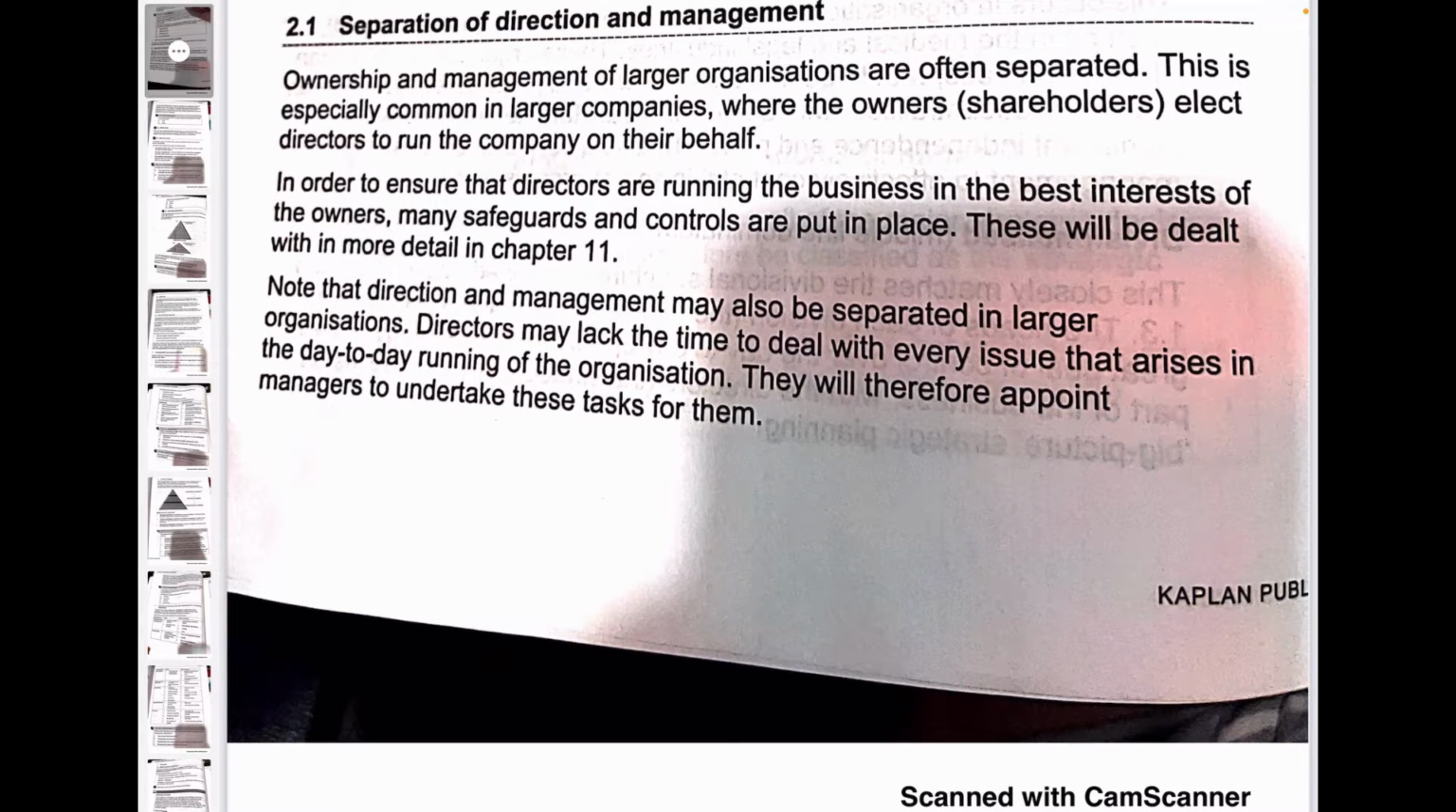Ownership and management of larger organizations are often separated. This is especially common in larger companies where the owners elect directors to run the company on their behalf. So, when the companies are small, for example, the entrepreneurship firm which we have seen earlier, the owner and the manager is the same person. They manage the same thing and they are also the shareholders. But when the organization grows, we have various shareholders who provide capital, so shareholders are the owners and they appoint directors, the people who look at the day-to-day operations. So they are different in larger companies, obviously, because one person cannot control the entire thing.